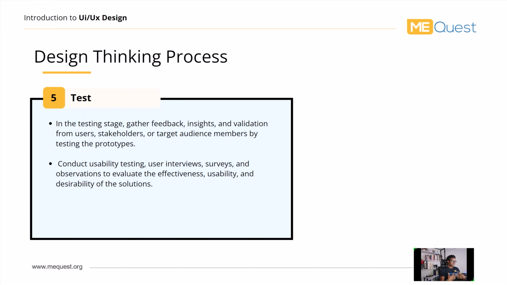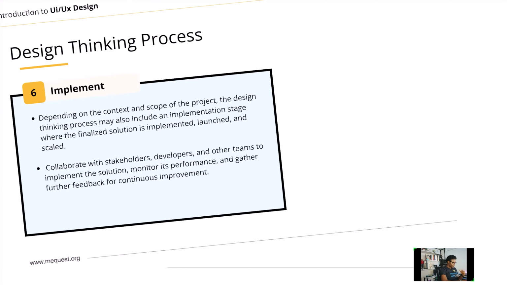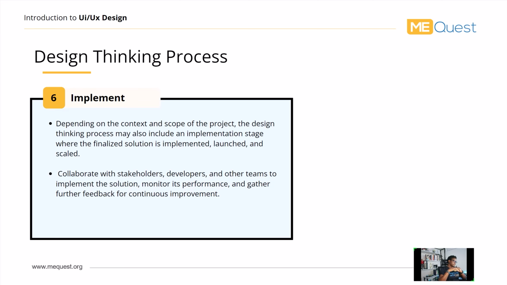Conduct usability testing, user interviews, surveys, and observation to evaluate the effectiveness, usability, and desirability of the solution. It's very important. You test, then implement. Depending on the contents and scope of the project, the design thinking process may also include an implementation stage where the finalized solution is implemented, launched, and scaled, right? Collaborate with stakeholders, developers, and other teams to implement the solution, monitor its performance, and gather further feedback for continuous improvement. So the product designer goes nowhere.